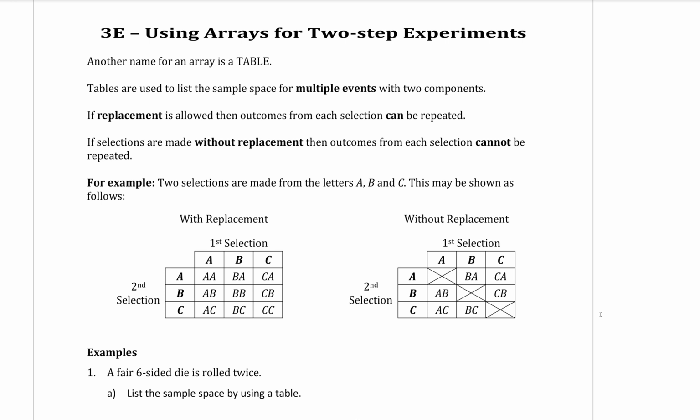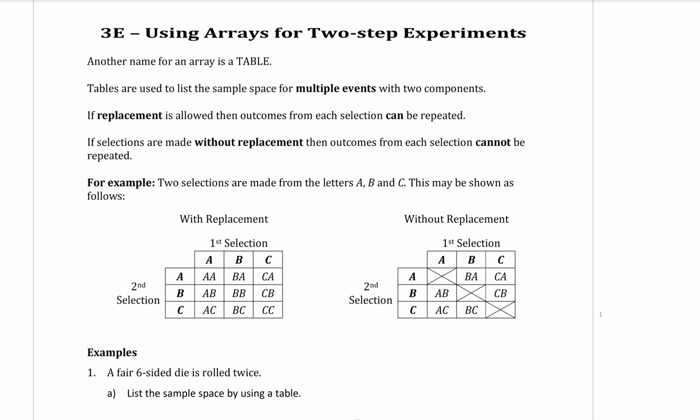I can't roll a dice 3 times, for example, and put that in an array. That's going too far. We can only roll the dice once, roll the dice twice. Can't go to a third time. We'd have to go to a tree diagram if we wanted to do that. Okay, so another name for an array is a table. Tables are used to list the sample space for multiple events with 2 components.